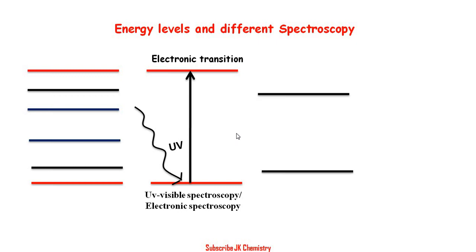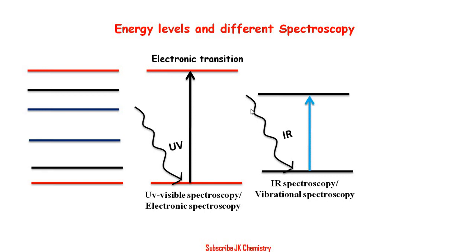Now within these electronic energy levels, we can see vibrational energy levels. When IR radiation in the electromagnetic radiation interacts with the matter, it will affect its vibrational energy. That's why it is called IR spectroscopy or vibrational spectroscopy. So during this process, its vibrational energy changes from low energy to higher energy. That means a vibrational energy transition takes place.